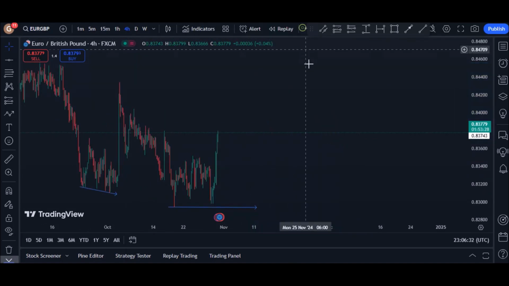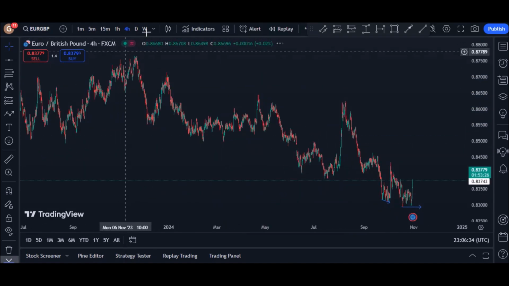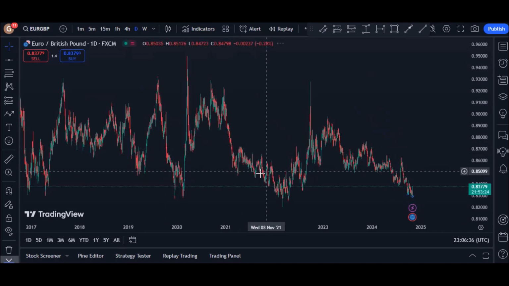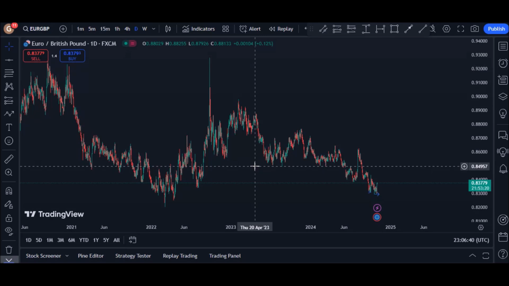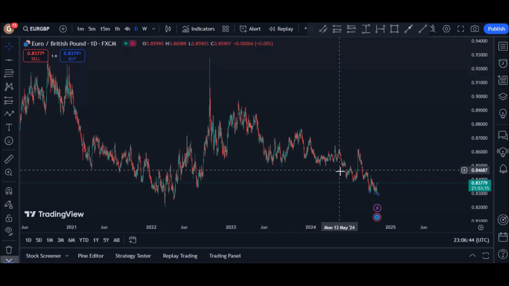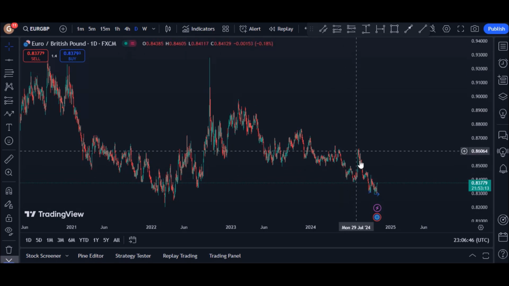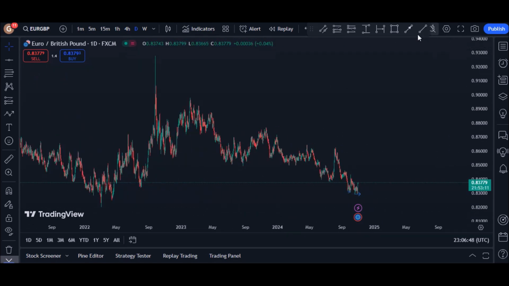And when you look at it on the daily time frame, you can see that price made equal lows here, and then price broke it, grabbed liquidity, and then continued dropping. But what made me enter this trade is this other block here.